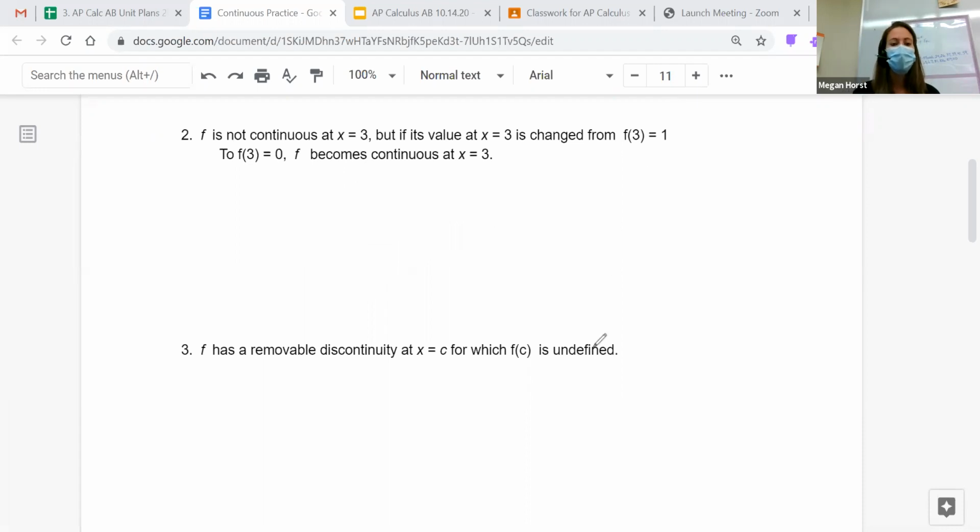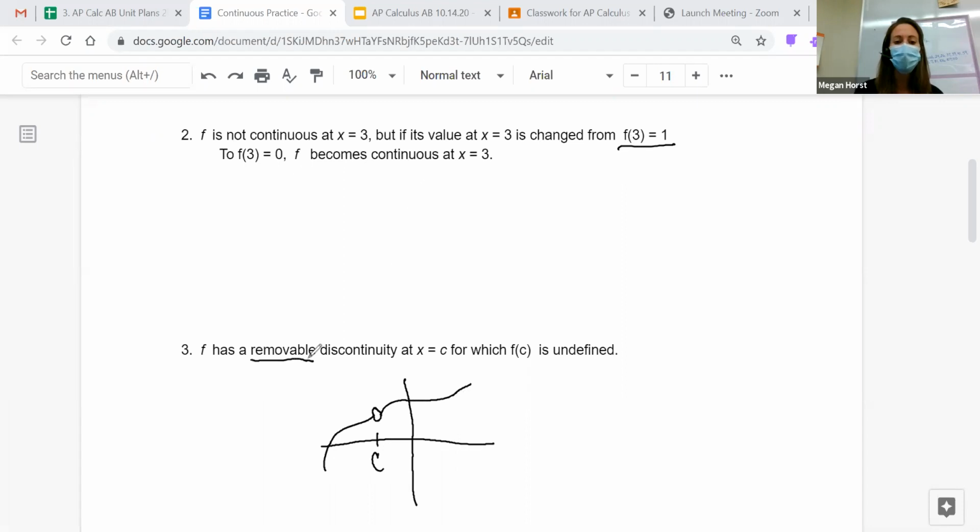For the next one, f has a removable discontinuity at x equals c, for which f of c is undefined. So that simply means if it's a removable discontinuity, it needs to be a hole. So let's just say I have a c value right here. But since f of c is not defined, there's no point on there that I could put in. So in the previous example, we had filled in at f of 3 equal to 1. But in this case, there is no point at this value, but it has to be removable.